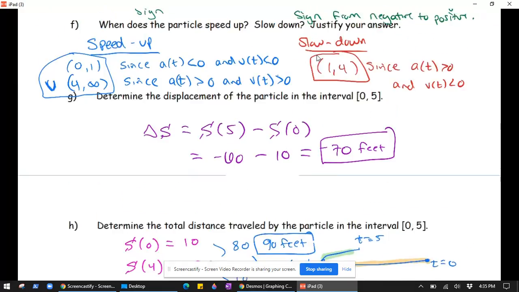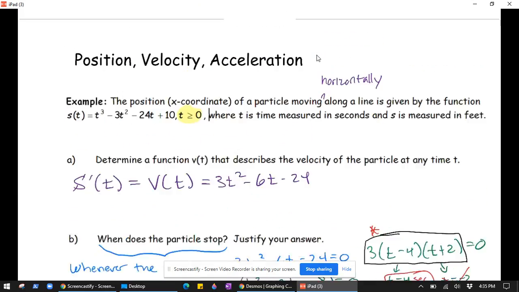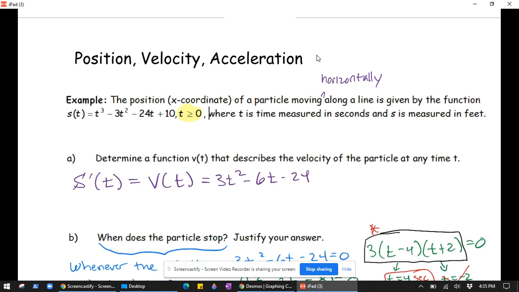Okay, and we're done. So that was a good rundown, I think, of the key concepts that relate to position, velocity, and acceleration as they relate to an introductory calculus class. And we didn't cover everything, and this story gets deeper once you learn about integrals, but this is a good start.